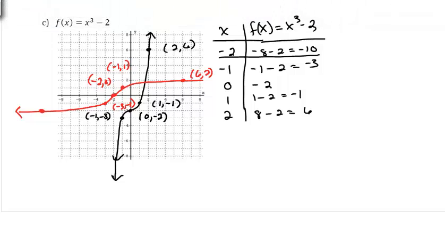And in blue, draw the line y equals x, which cuts the first and third quadrants right in half. And so you see how they're mirror images of one another.